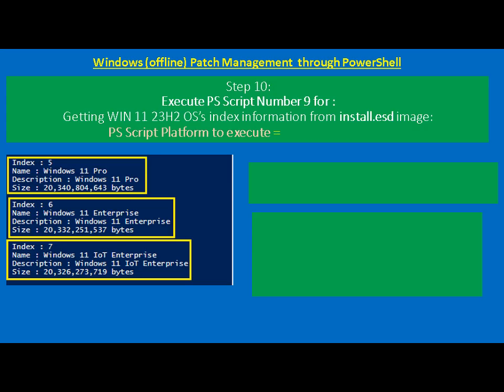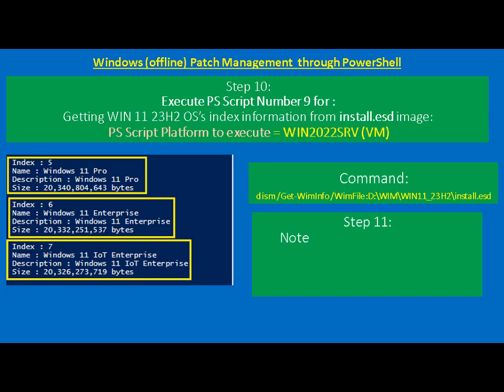So of course the script platform to execute is Windows 2022 SRV, that we have already done. And the command I have mentioned specifically just to make you understand, guys, is DISM /get-wiminfo, then the WIM file path, full path. So it will give us full information about the index numbers and the integrated operating system names.